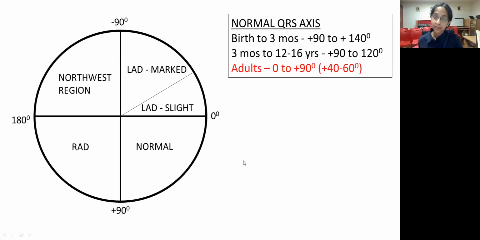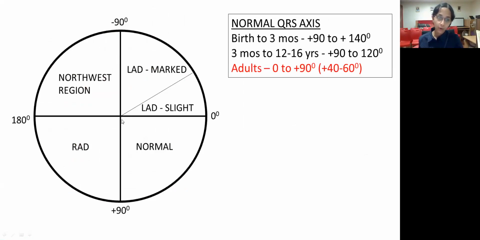What is the normal QRS axis? The normal QRS axis is between 0 and 90 degrees. However, if the baby is small, it can be up to 140 degrees. That means a little right axis deviation is acceptable for a newborn. And between 3 months to adolescent, you can have it going up to 120 degrees.